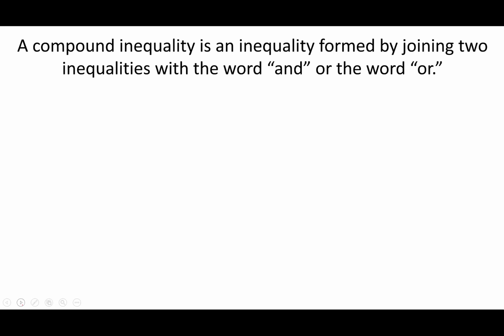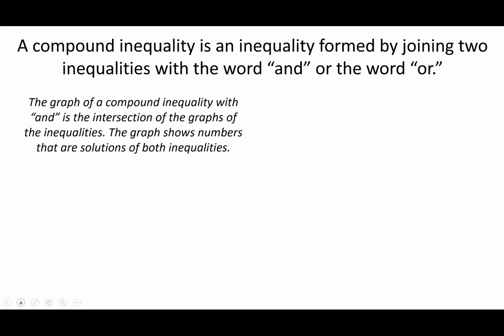All right, so we are talking about compound inequalities. A compound inequality is an inequality formed by joining two inequalities with the word and or or. So with an and, the graph of a compound inequality is the intersection of the graphs of the inequalities. The graph shows the numbers that are solutions to both.